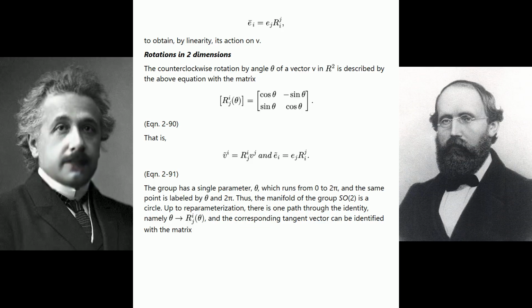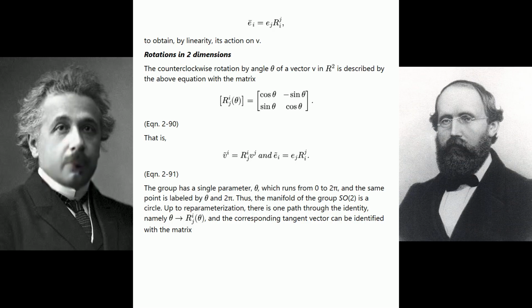to obtain, by linearity, its action on v. Rotations in two dimensions. The counterclockwise rotation by angle theta of a vector v in R^2 is described by the above equation with the matrix in equation 2-90. That is, see equation 2-91. The group has a single parameter, theta, which runs from 0 to 2 pi, and the same point is labeled by theta and 2 pi.